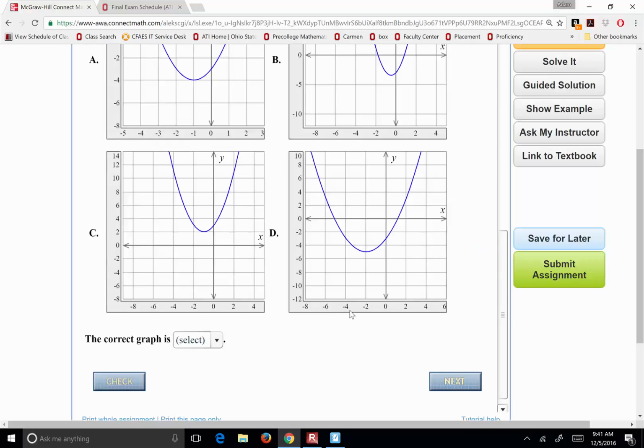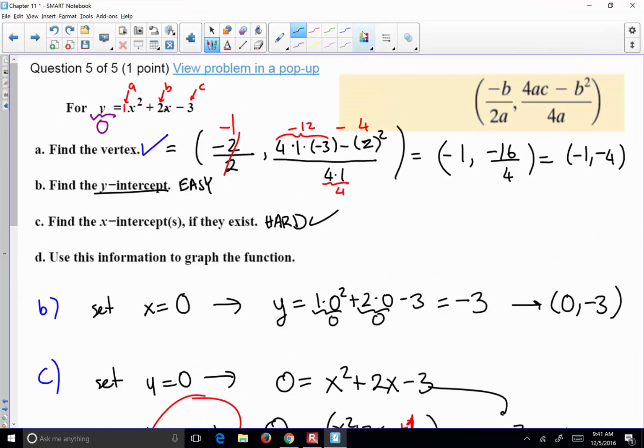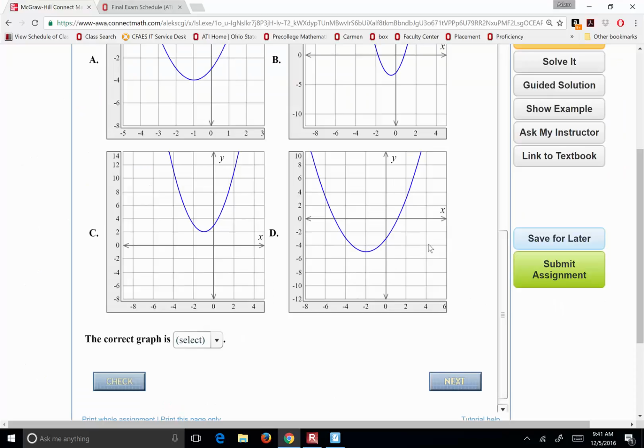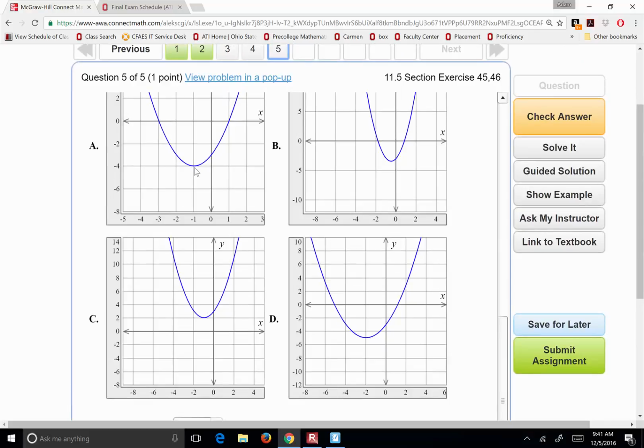Alright, and the last part is sketching it. Look, this is not going to help you. If you do the formula, you can still sketch it. All you need to do is find minus 1, minus 4. Minus 1, minus 4. Where is minus 1, minus 4? Which one has minus 1, minus 4 as its vertex? This is minus 1, minus 4.